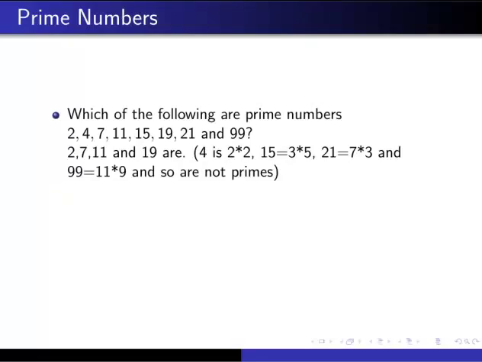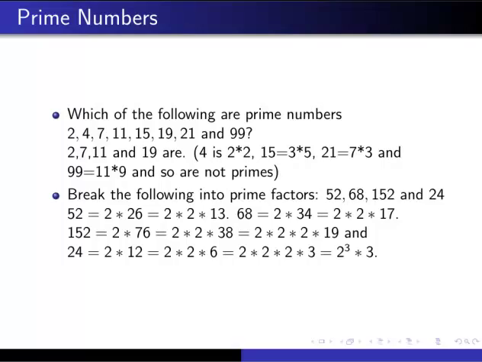Which of the following are prime numbers? Well, I just say 2, 7, 11 and 19 are, because I could factorize the other ones. So 4 is 2 times 2, so it can't be a prime. 15 is 3 times 5, again, not a prime. 21 is 7 times 3, and 99 is 11 times 9.